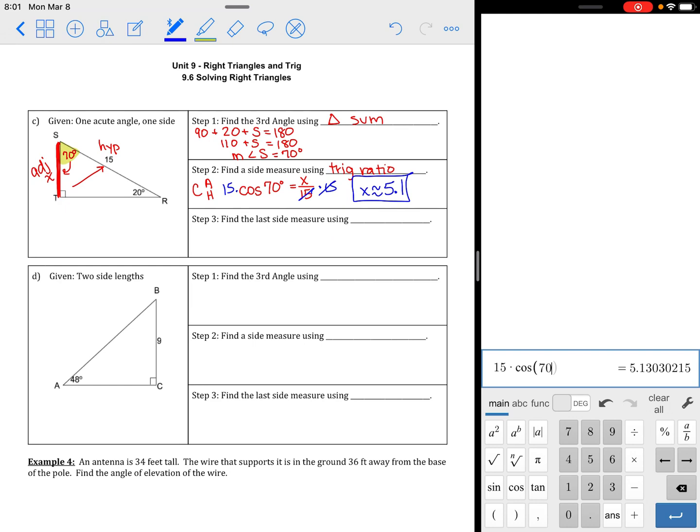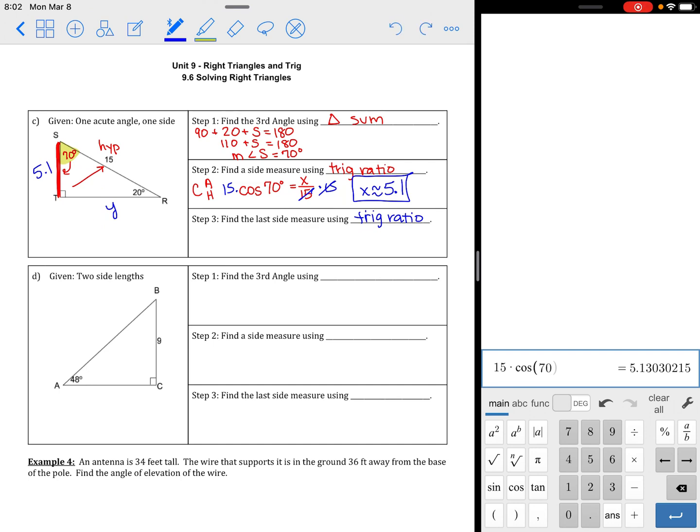Now that I have this, I can find the last side measure with another trig ratio, or I can use the Pythagorean theorem. Let's just go about this with another trig ratio. If I use this 70-degree angle again, let me throw a y down here for my next side length. I just found that the adjacent side is 5.1, and I want to find the other side now. If I'm looking for y this time, and I want to use that 70-degree angle again, I'm going to have to use the adjacent and the hypotenuse.